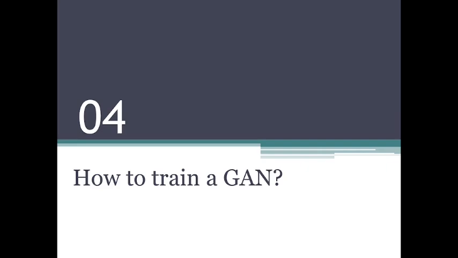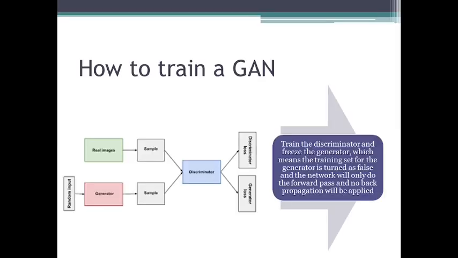Now we will take a look at the training phase, like how a generative adversarial network is actually trained. So it happens in two phases. In the first phase, we train the discriminator and we freeze the generator, which means that the training flag for the generator is turned false, and the network will only do the forward pass and there will not be any backpropagation.